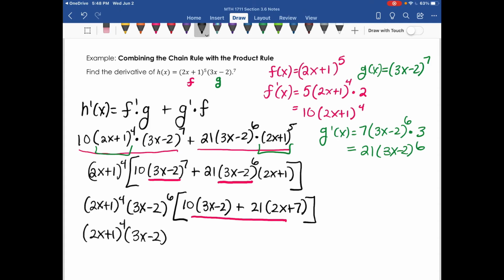Now, this is a lot easier to distribute and clean up. So I have 2x plus 1 raised to the 4th times 3x minus 2 raised to the 6th. And when I distribute and combine like terms on the inside of those brackets, I'm going to get 72x plus 1.